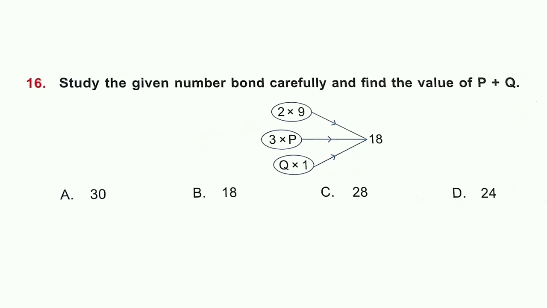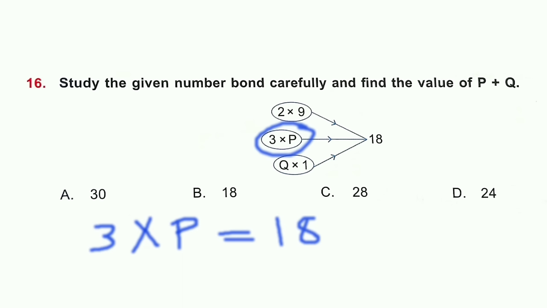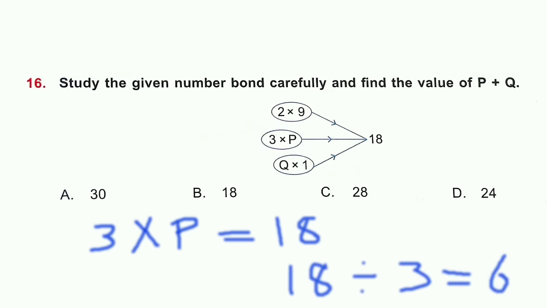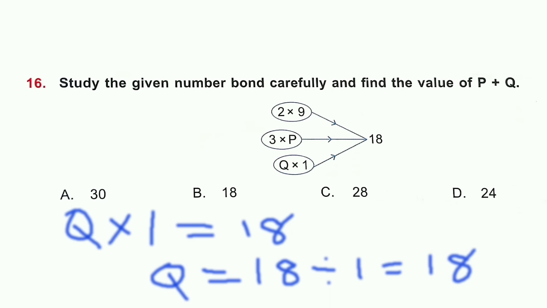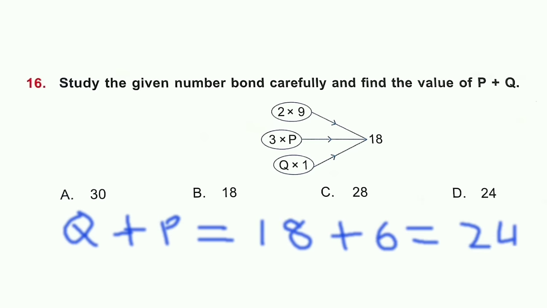Question number 16. Study the given number 1 carefully and find the value of P plus Q. This is the given figure. Regarding this figure, 2 into 9 equal to 18, 3 into P equal to 18 and Q into 1 equal to 18. We have to find out P and Q. 3 into P equal to 18. It means 18 divided by 3 equal to P. 18 divided by 3 equal to 6. P equal to 6. Similarly, Q into 1 equal to 18. So Q equal to 18 divided by 1, which equals 18. So Q equal to 18. We need P plus Q. 18 plus 6 equal to 24. Option D is correct.